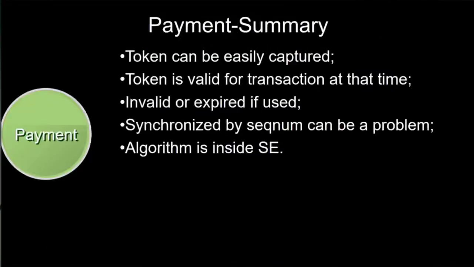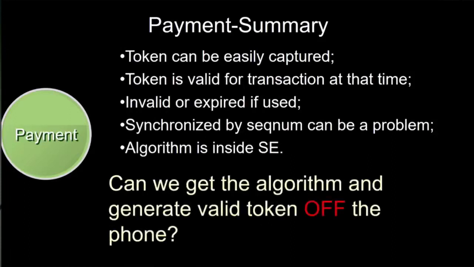So in this stage, we found the algorithm for generating the token is inside the SE. So at this stage, I can just capture the signal and replay it if it's not used. But if the token was used or expired, we can't have any attack. So here comes the question: can we get the algorithm inside the SE and generate a valid token of the phone? So we start the second approach.